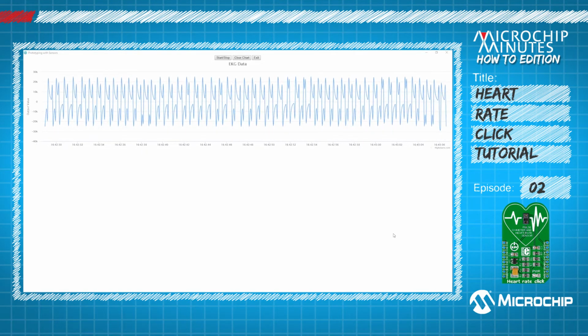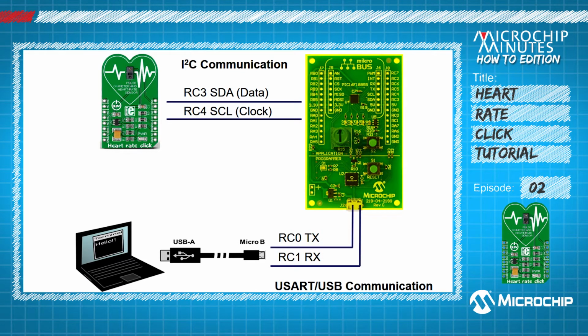In this episode, we are going to make a heart rate monitoring system. For this project, I'm using the MPLAB Express Evaluation Board with PIC16F18855, Microelectronica Heart Rate Click, and MPLAB Express IDE. But a similar process can be followed for other development boards or microcontrollers.